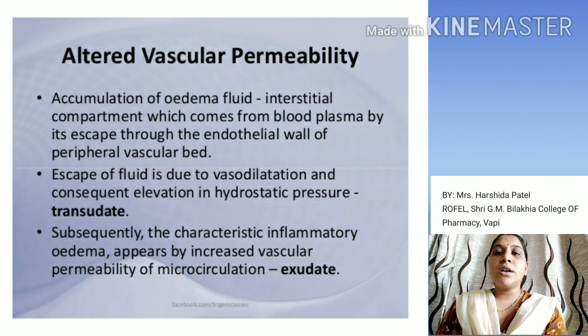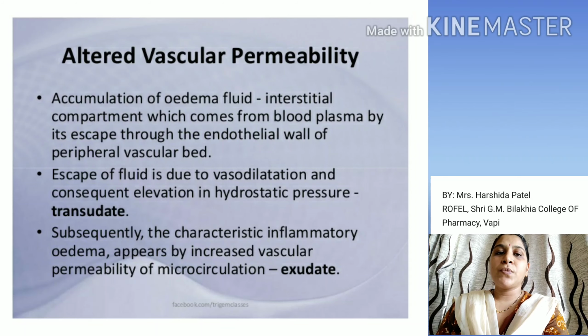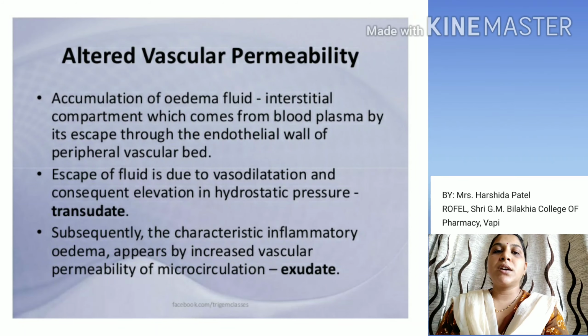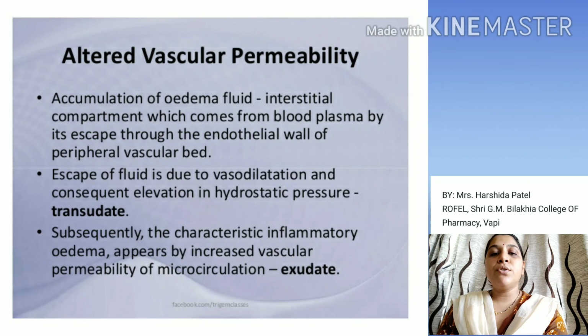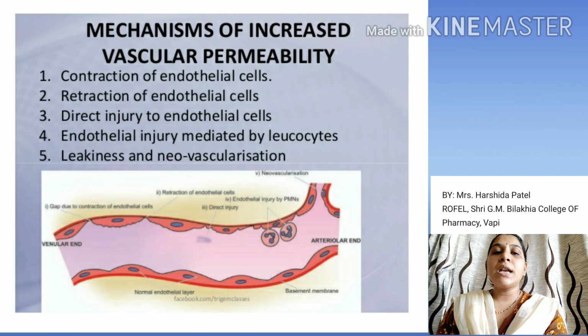Now the next is altered vascular permeability. In vascular events, another event is altered vascular permeability. What happens in altered vascular permeability? In this, the permeability of the vasculature is increased, as we have seen that edema means accumulation of fluid. The escape of fluid due to vasodilation, seen due to the elevated hydrostatic pressure, is called transudate. Subsequently, inflammatory edema appears by increased vascular permeability of the microcirculation, and that is called exudate. Now what are the main mechanisms behind this?